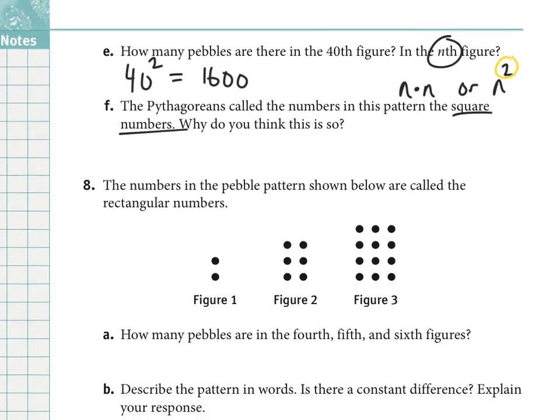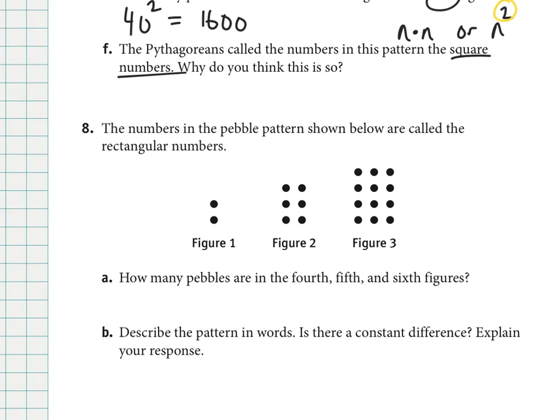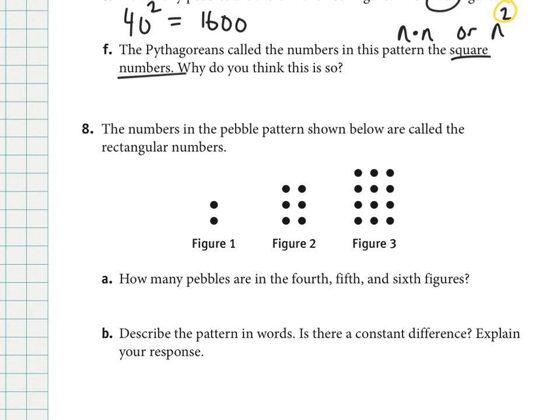All right, so let's take a look. Let's move along. Number 8 here. The numbers in the pebble pattern shown below are called the rectangular numbers. Okay, so not square numbers this time, right? But rectangular numbers.